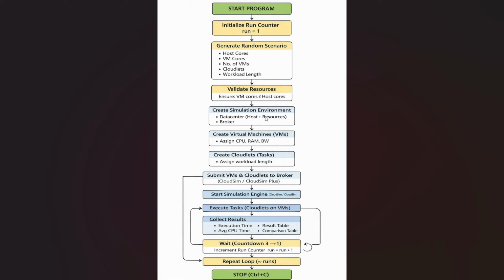Now it will create a simulation environment which consists of a data center and a broker, as we studied in the theory lectures. It will assign the virtual machines all the CPU, RAM, and memory, anything that you can imagine of. The simulation engine executes a task as shown in the flowchart below. And finally, we will collect the performance metrics and display the results. This process will keep repeating continuously to simulate multiple real world scenarios. Now, let me show you the scenario.